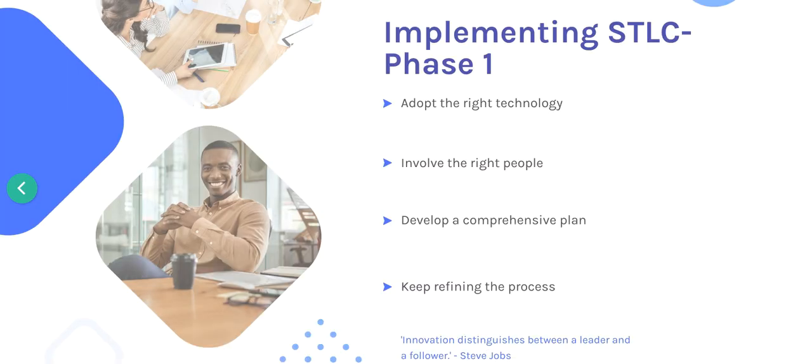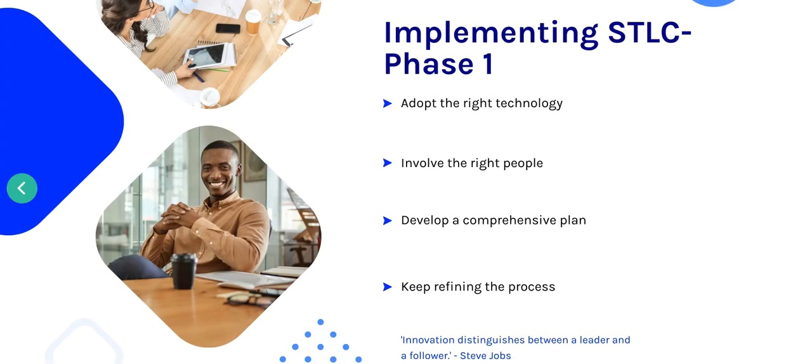Now, let's talk about implementing STLC Phase 1. To implement STLC Phase 1, requirement analysis, effectively, there are 4 key steps to focus on. First, adopt the right technology. Use tools that support collaboration, documentation, and traceability. These enhance both accuracy and productivity.